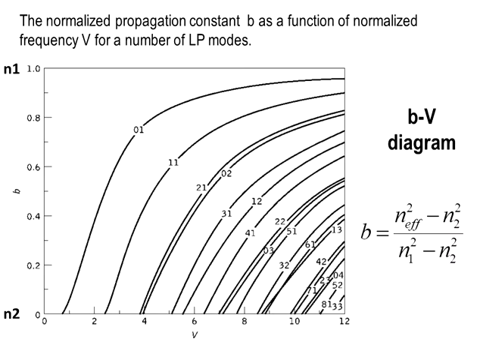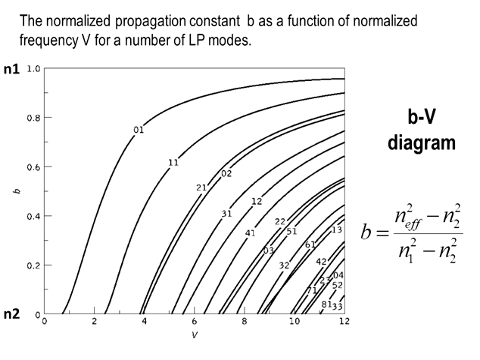So instead of studying these modes, we can consider these linearly polarized modes to study this BV diagram. Remember, on the y-axis, it is normalized propagation constant B. When B is equal to 0, we can say effective refractive index is near to cladding. When B equal to 1, effective refractive index is equal to N1.